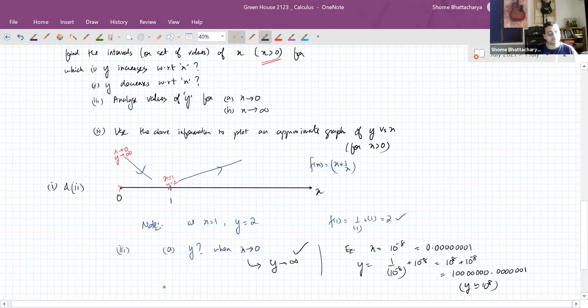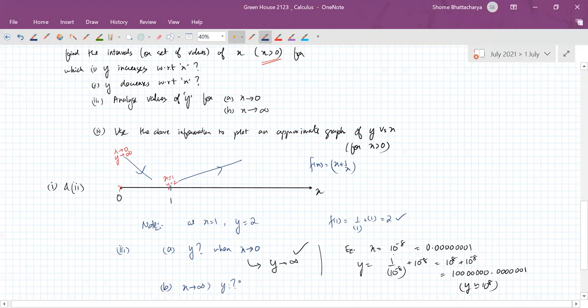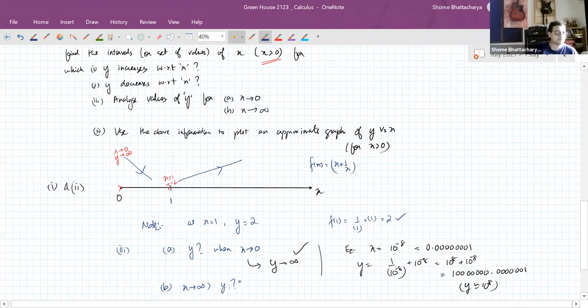Now, secondly, what can you tell me about y when x tends to infinity? What can we say about y? It tends to 0. No, look again, beta. It's x plus 1 by x, no?